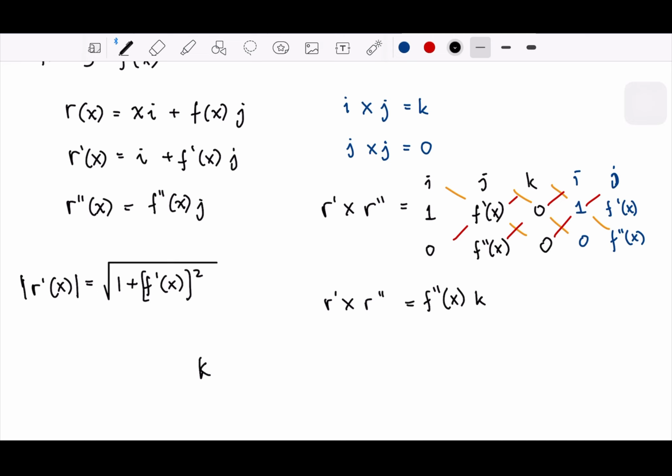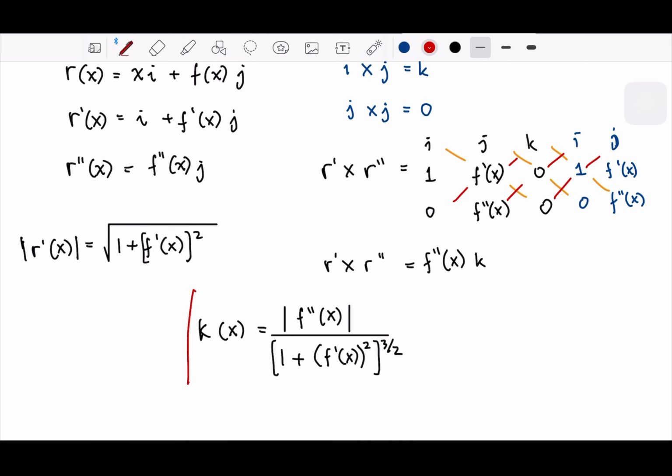So the curvature we can write as the magnitude of f double prime x over 1 plus this squared, and then the square root becomes 3/2 because of the cube. So this is another way to write the curvature if you have y equal f of x, in terms of 2 dimensions.